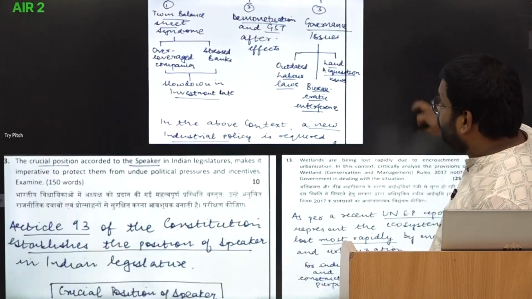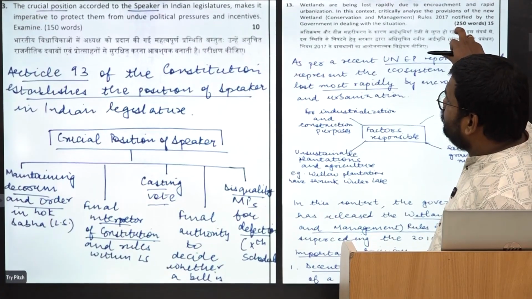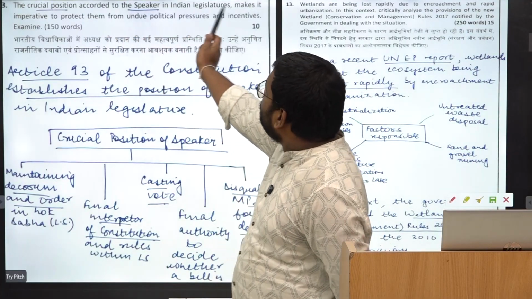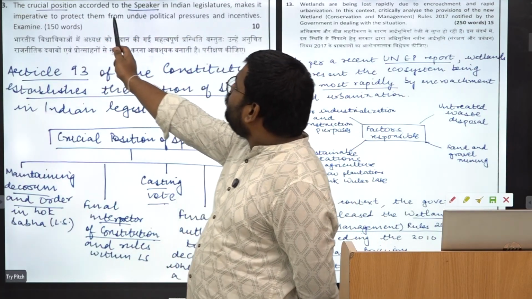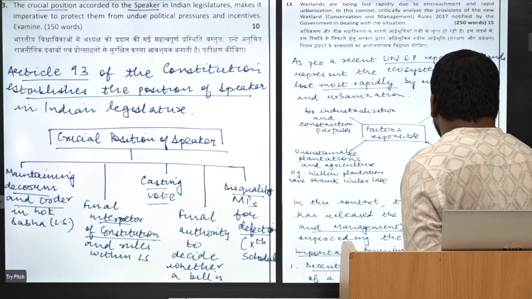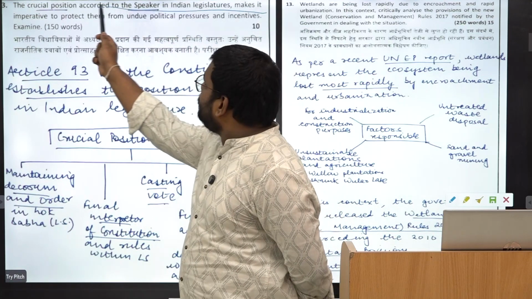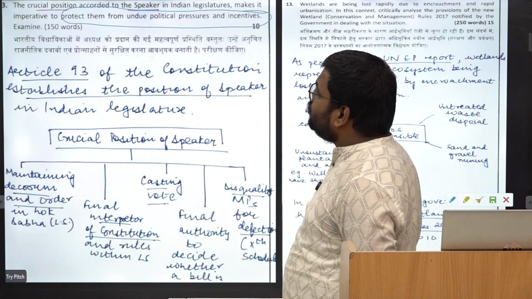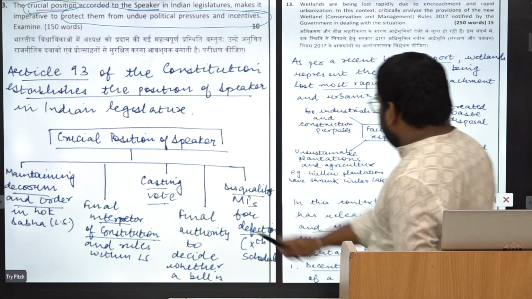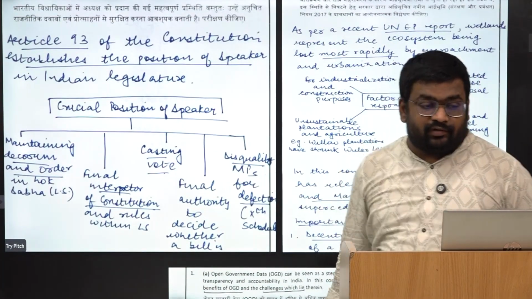Some more questions. For example, again this: the critical position accorded to the Speaker in the Indian legislature makes it imperative to protect them from undue political pressure and incentives. Examine. So if you see, the core demand of the question is protecting the Speaker from political pressure and incentives, but the hidden demand, the keyword, is critical position. Again, you can use a flowchart, and in the minimum of space you can cover 5 to 6 points.